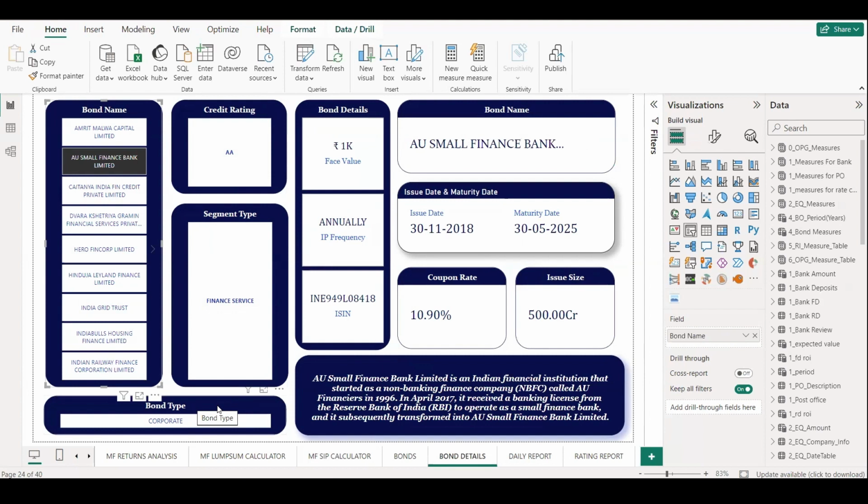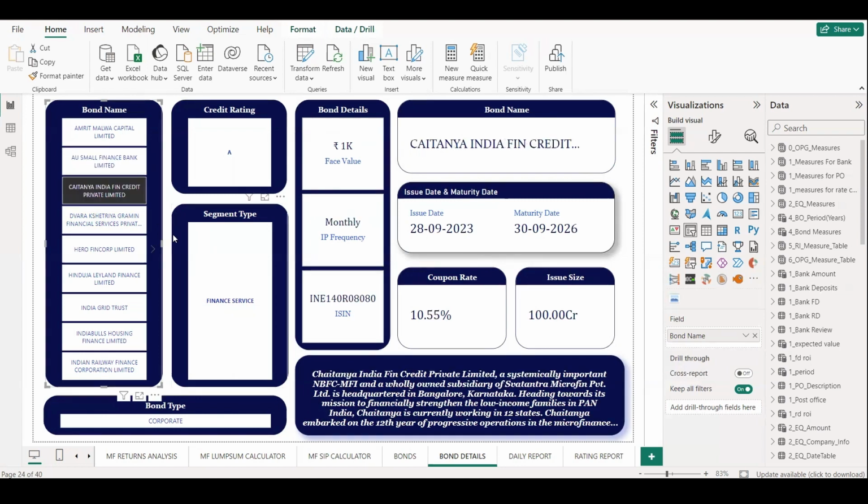meaning issued by companies, whereas a government bond will be issued by the state government or central government or even RBI. You can see the name of the bond, its issue date, its maturity date, its coupon rate. That coupon rate is the return percentage, and then its issue size, its code, its IP frequency, meaning the interest payment frequency, and the face value of one bond. Face value is not the amount at which you can buy the bond, but it is the amount on which the interest is calculated. More clarity will be given in the coming slides.